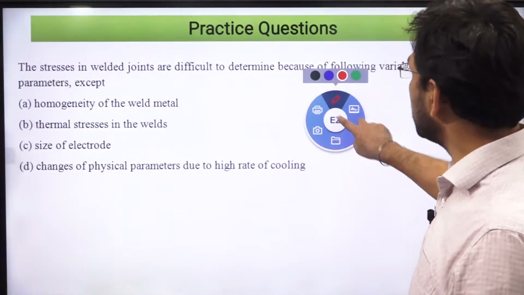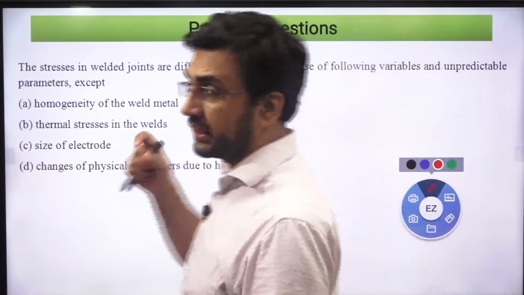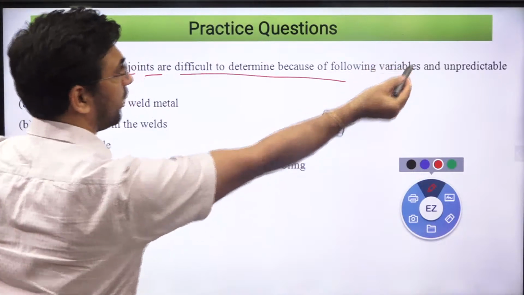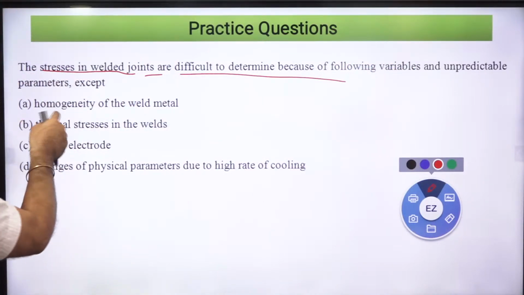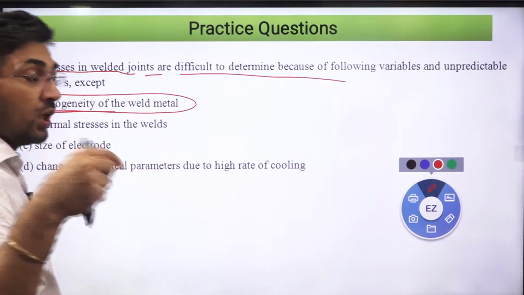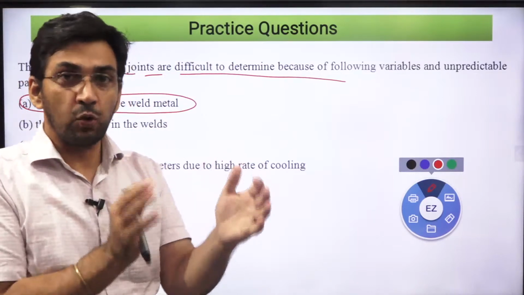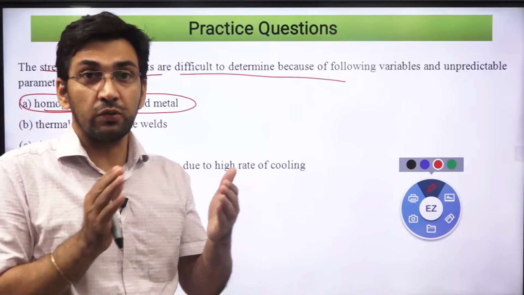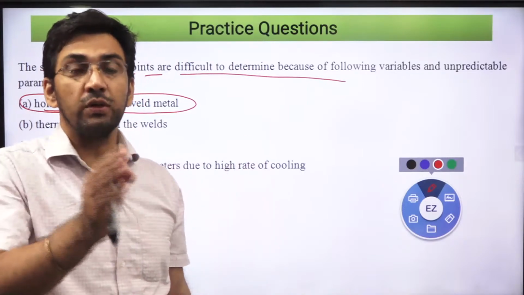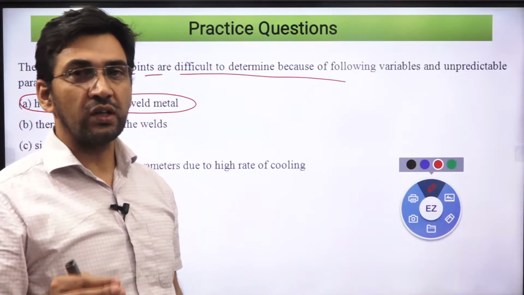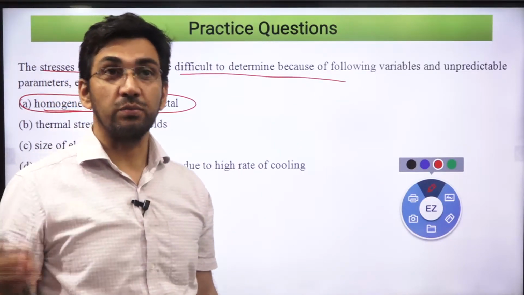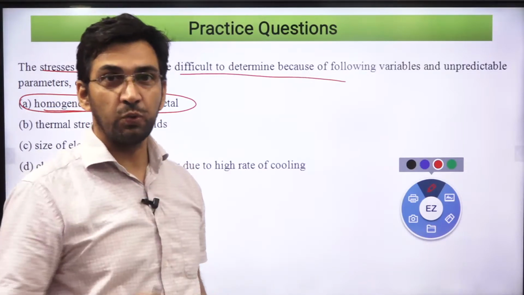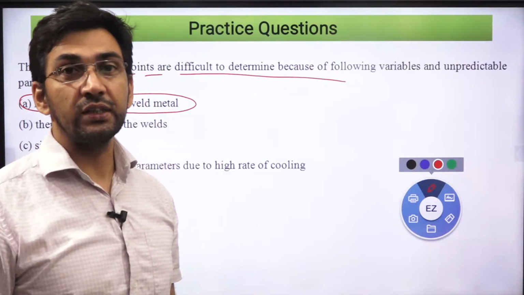Okay, so all other parameters are somehow related to the stresses in the welded portion. For example, stresses in the welded joints are difficult to determine because of the following variables and unpredictable parameters. What could those be? Homogeneity of the weld material. That means the weld portion or weld material is not homogeneous throughout. You'll have difficulty finding the stresses, because for finding the stresses, you have done the basic assumption in strength of materials that the material should be homogeneous and isotropic. It makes your life easier in terms of finding the stresses. But if it is not homogeneous, you are putting yourself in difficulty because you are going to have variation in the properties.